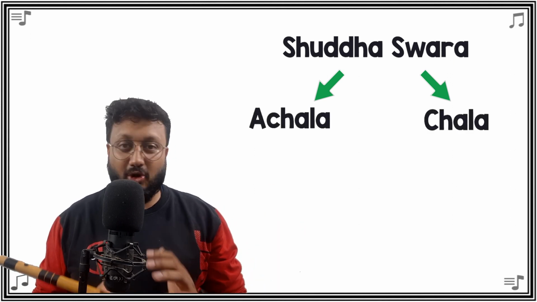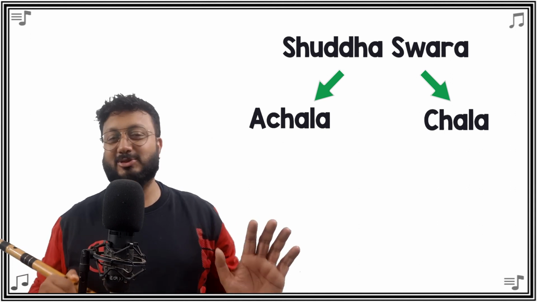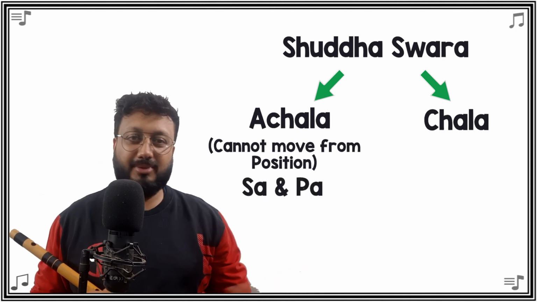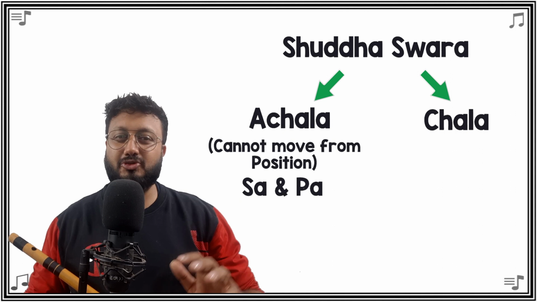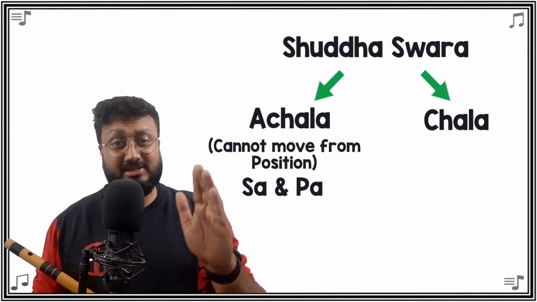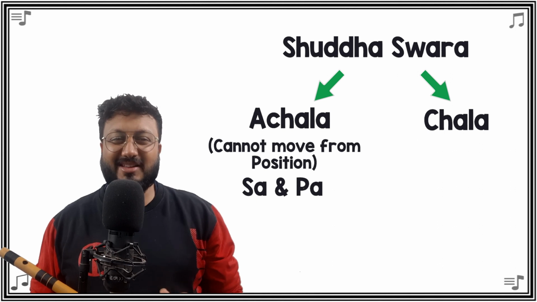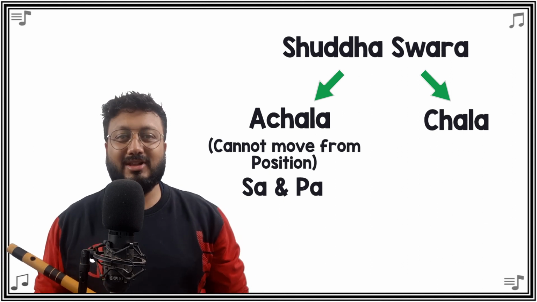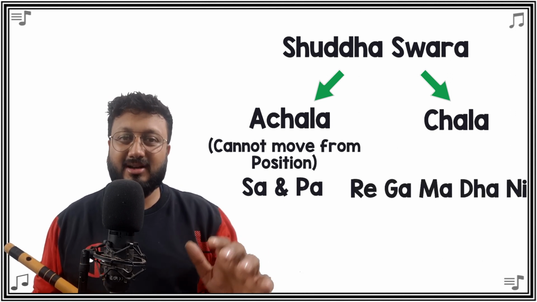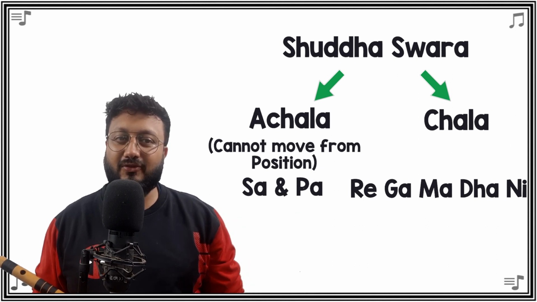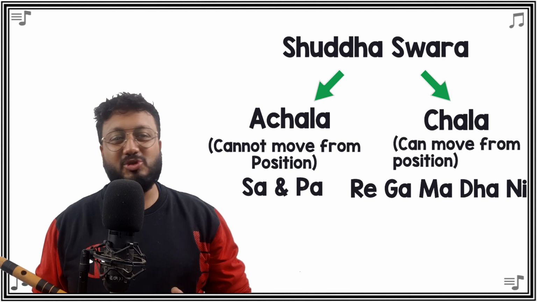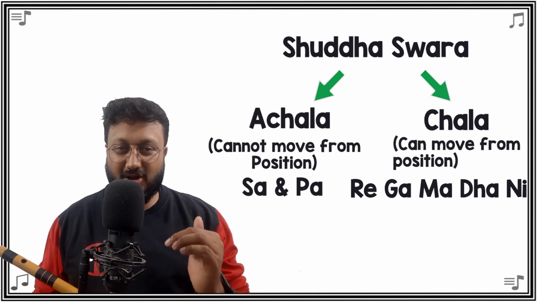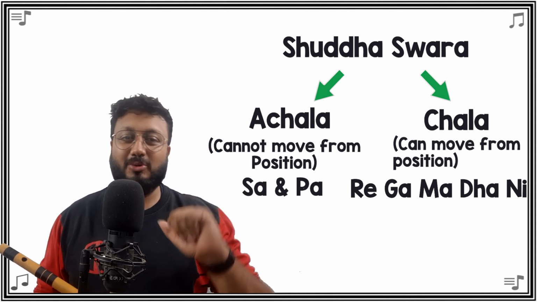The notes that cannot move from their position are called the Achala Swara. There are only two Achala Swara in the Saptak, which is Sa and Pa. You may find several ancient musical texts and mathematical calculations for Sa and Ma to be the Achala Swara, but Sa and Pa is the widely established couplet for Achala Swara. So the rest of the notes, Re, Ga, Ma, Dha and Ni, are in the categories of Chala Swara, which means these notes can move from their position of Shuddhaness to a frequency that is either lower or higher depending on the innate property of the Swara.